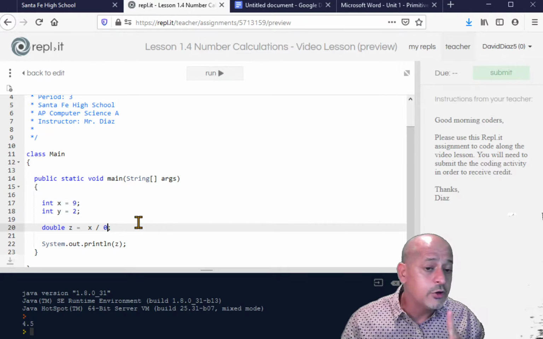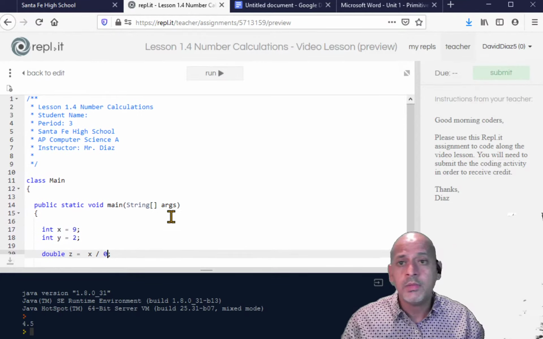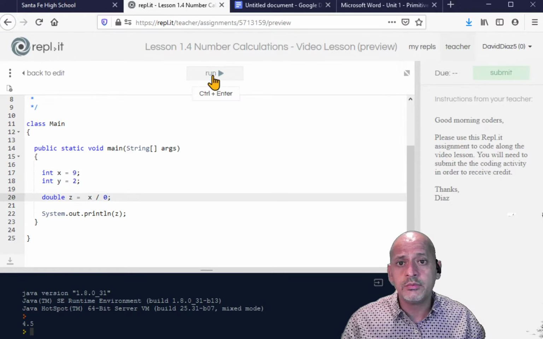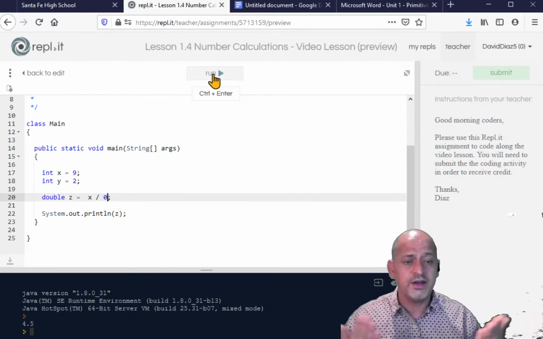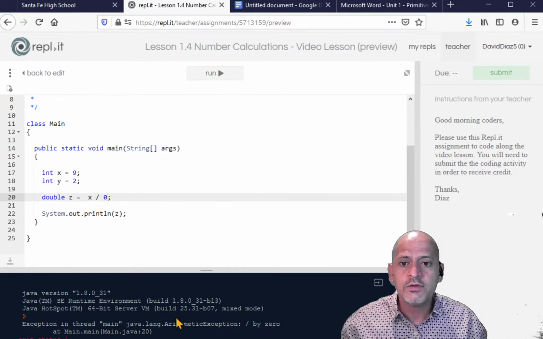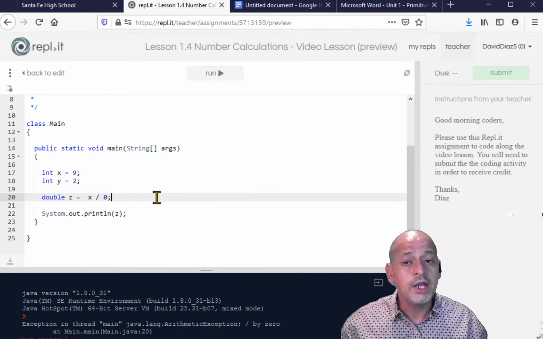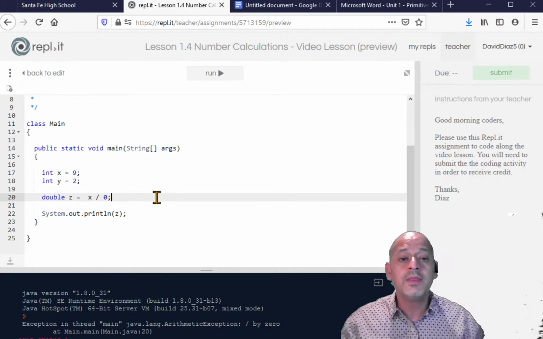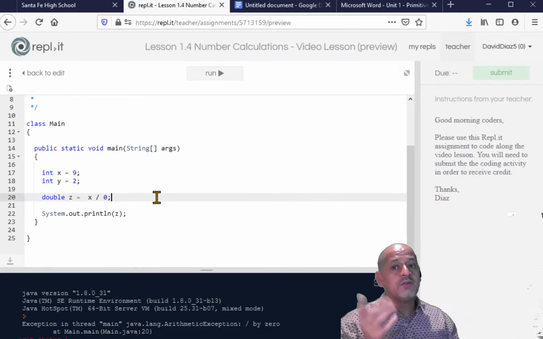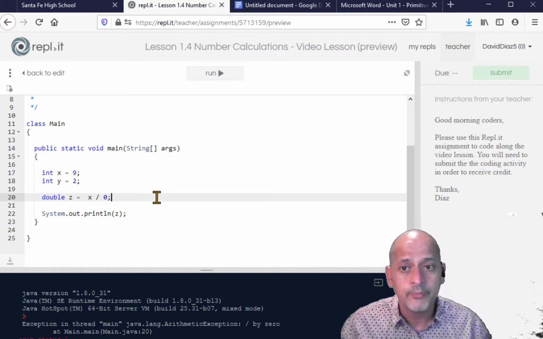Now, if you compile it, if we are working on any other IDE that's not Replit, when you compile it, it's going to be fine. But once you run it, it's going to give you an arithmetic exception. You don't need to know the actual wording for the AP exam, but you do need to know that whenever you divide a number by 0, it's going to give you an error. So keep that in mind.